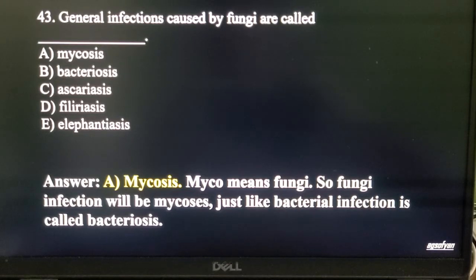If it is caused by another type of worm, it is filariasis. And then elephantiasis is also caused by worms that actually block the lymphatic system on the lower part of the human body. So the leg or the foot of that human becomes very, very big because the lymphatic system clogs. People that have this parasitic disease will have a very big leg, like an elephant foot or elephant legs.